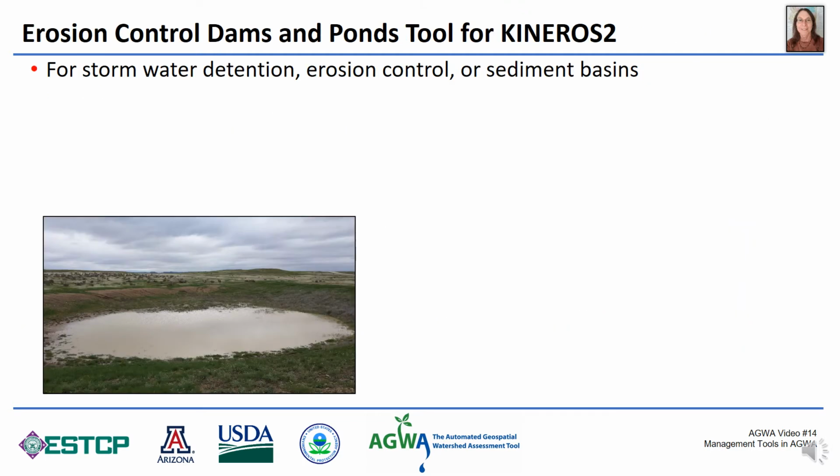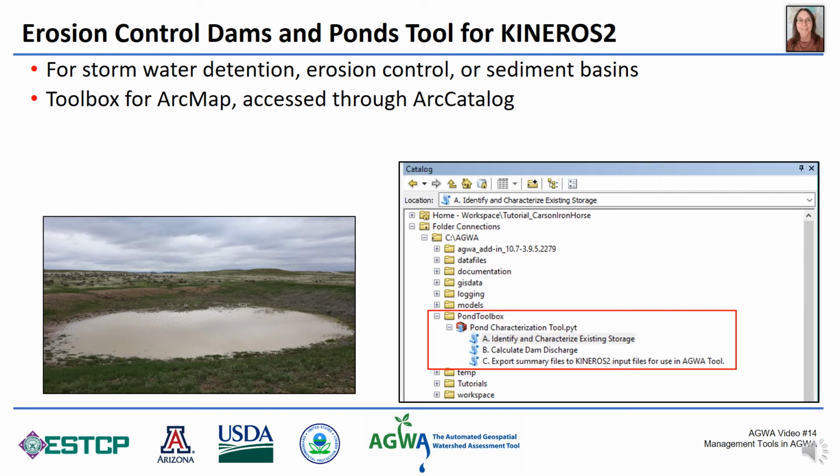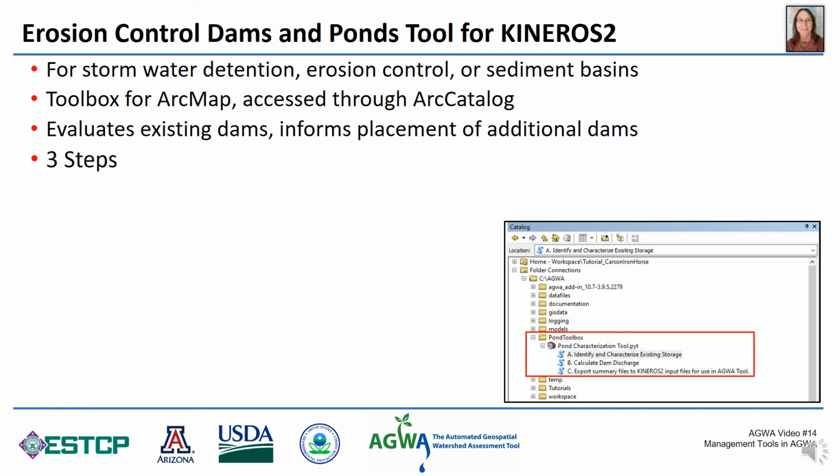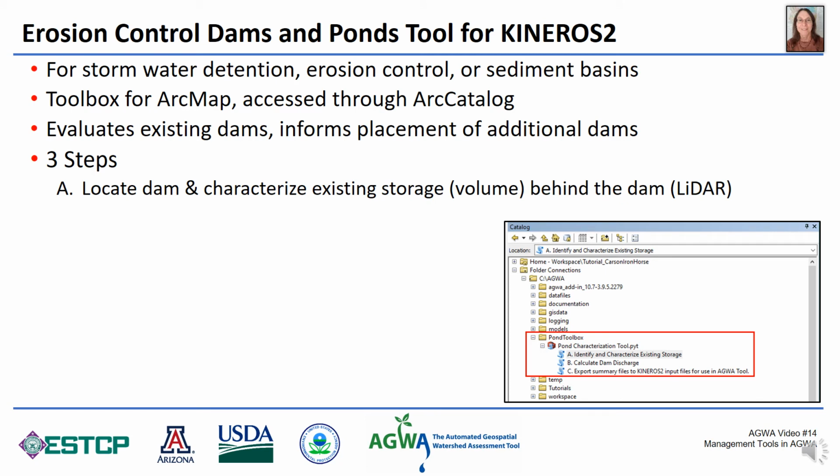The erosion control dams and pond tool is used to evaluate structures that are used for stormwater detention, erosion control, or sediment storage. It's a toolbox for ArcMap accessed through ArcCatalog. The tool is used to evaluate existing dams and to inform placement of additional dams in a watershed. The tool has 3 steps. Identify and locate a dam and characterize existing storage or the volume behind the dam. LiDAR will provide the best results if it's available.